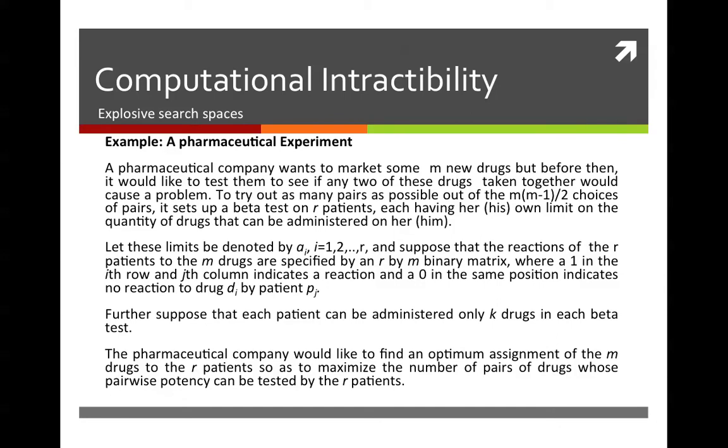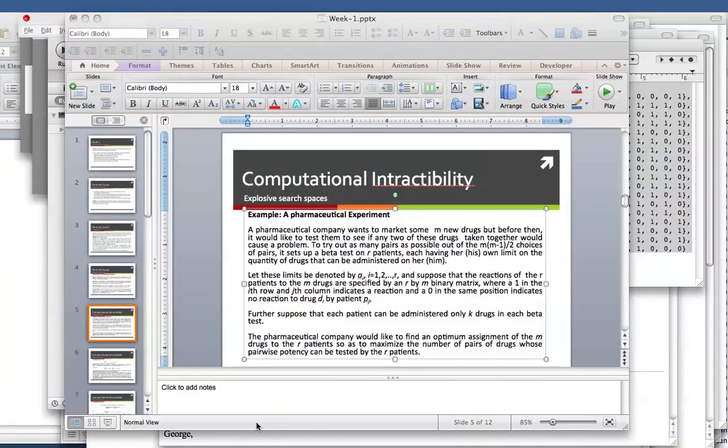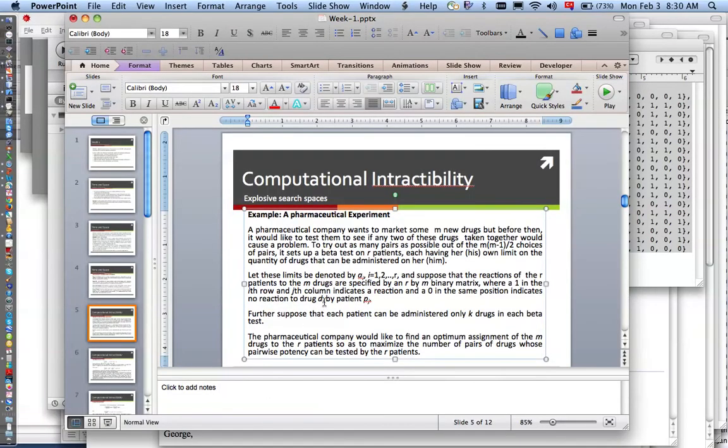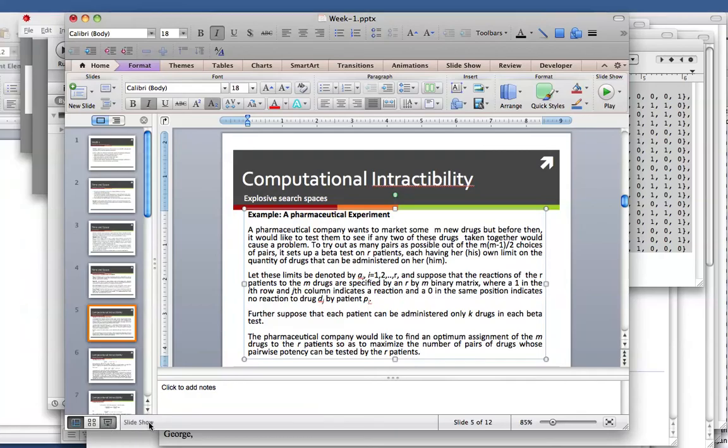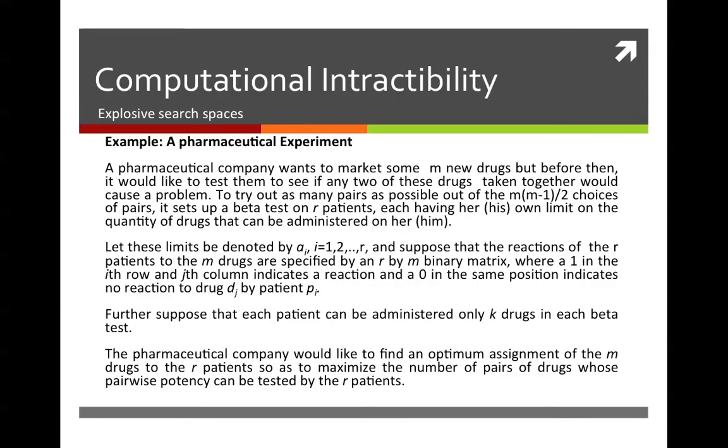And suppose that the reaction of the R patients to the M drugs are specified by an R by M binary matrix, where a 1 in the ith row and jth column indicates a reaction and a 0 in the same position indicates no reaction to drug D_i by patient P_j. Again, I think there's just a mix-up there. Let me see if I could just change this to drug D_j by patient P_i, because we just listed the rows as our patients.